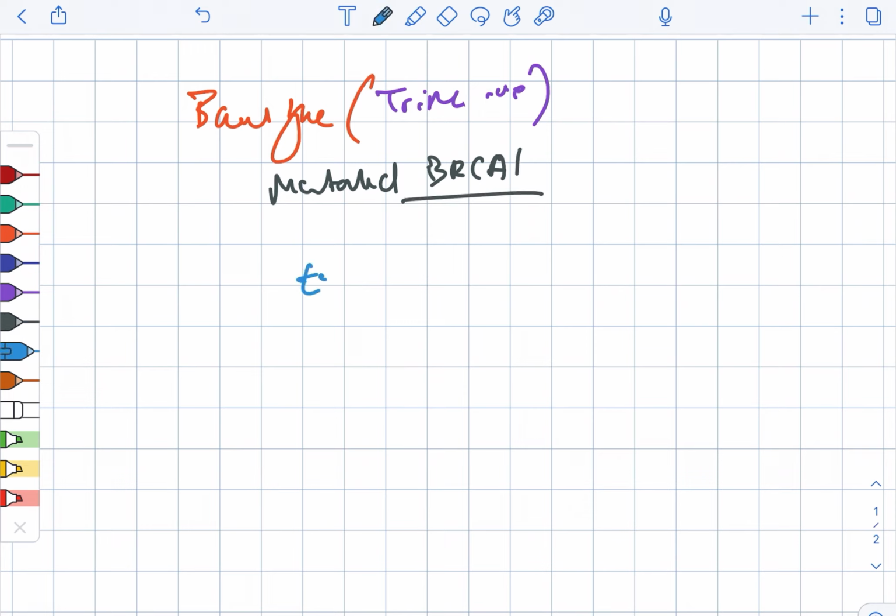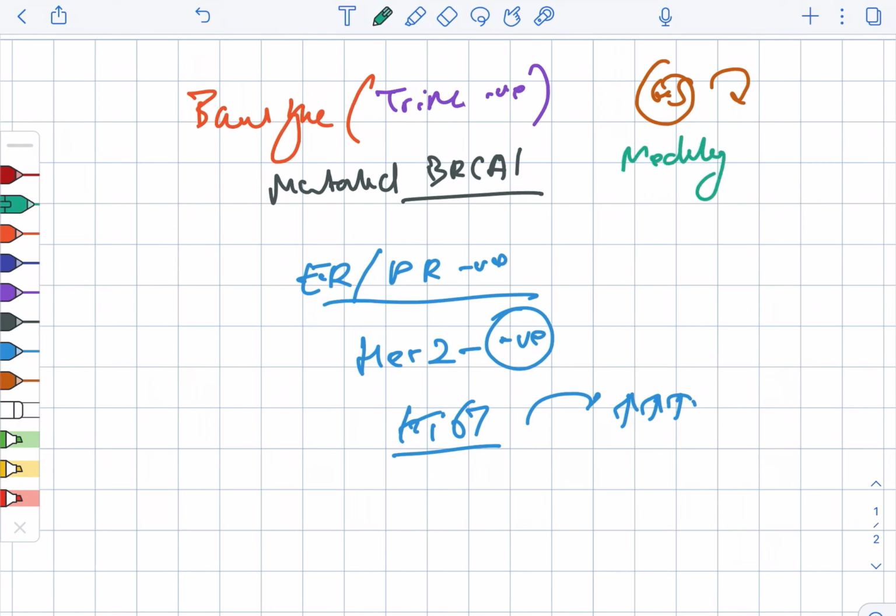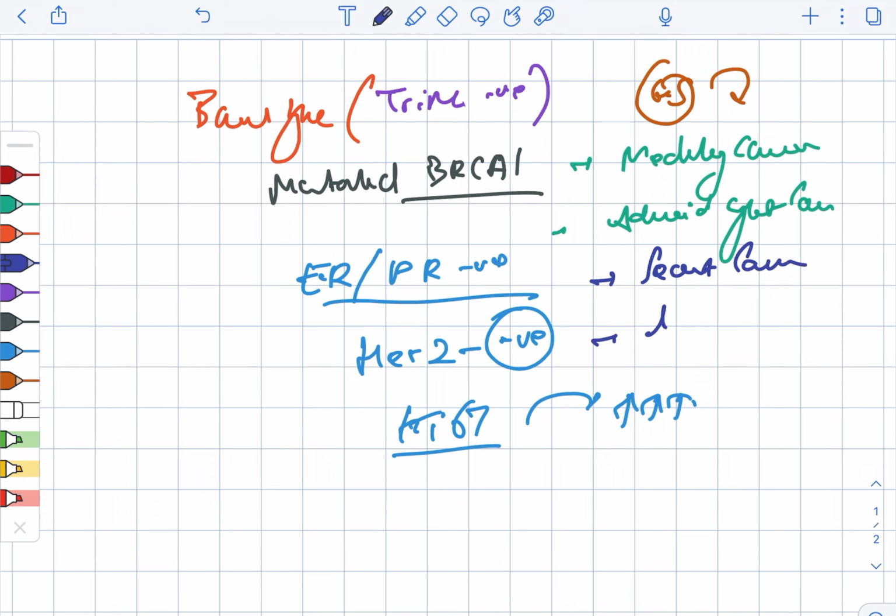So here the ER and the PR are negative, and the HER2 is also negative, and looking at the Ki67, it is high. Now what are the histological subtypes? This involves the presence of the medullary carcinoma, the adenoid cystic carcinoma, the secretory carcinoma, as well as the metaplastic carcinoma.